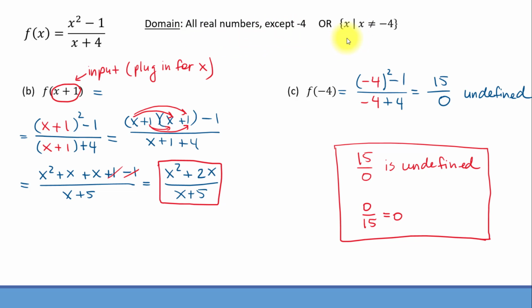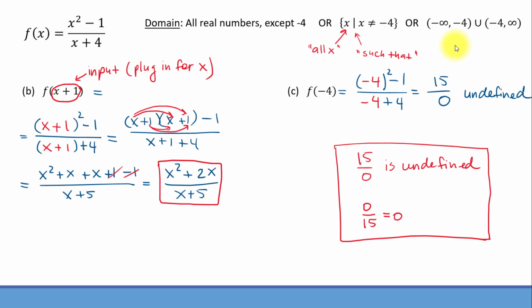Here's another notation that can be used to represent this domain. It's called set builder notation. The way we read it is this: all x such that, the vertical line represents such that, x is not equal to negative 4. And here is one more notation.